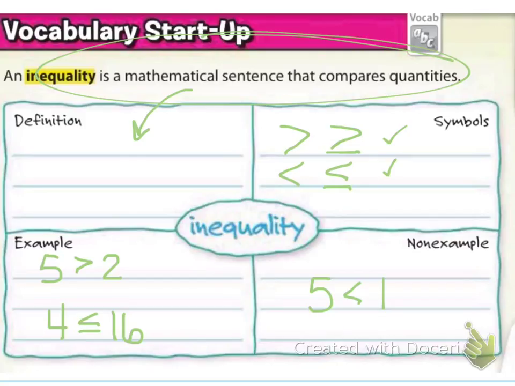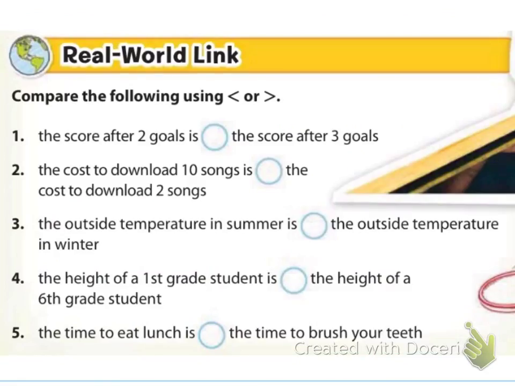The non-example here, I just put something like 5 is less than 1. That doesn't make any sense. The alligator eats the bigger number, poops out the little one. 5 is bigger. That's what the alligator should be doing. Okay? The real world link says compare the following using less than or greater than. So read through 1 through 5 and put your greater than or less than symbols in there. Make sure that the alligator is eating the bigger number.